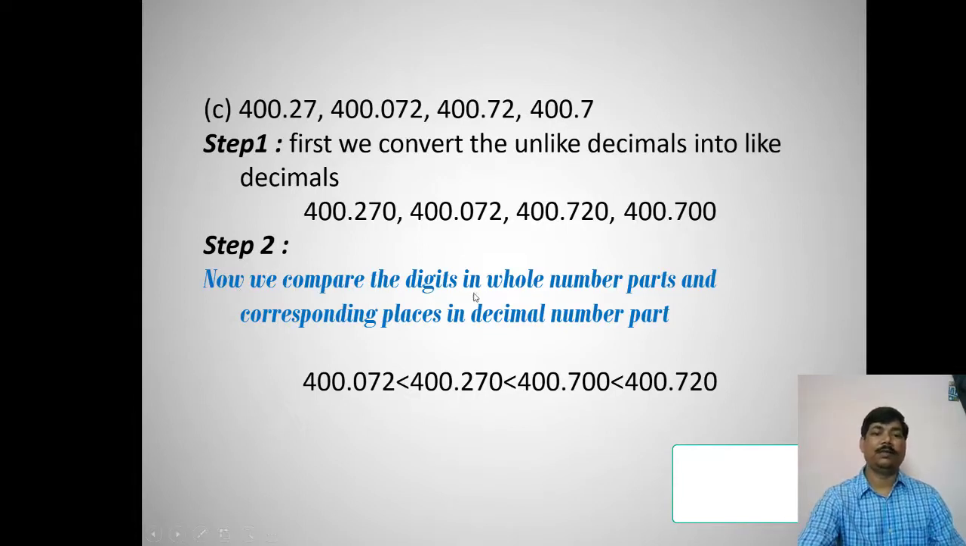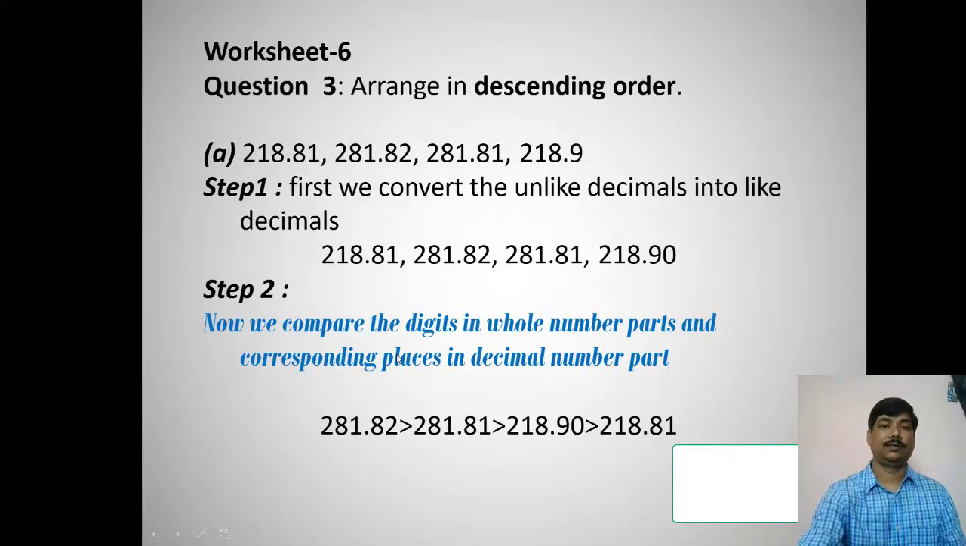Now we compare the digits in the whole number parts and the corresponding places in the decimal part and write the ascending order. You can also do it by another method, as I told you: ignore the decimal point. After ignoring the decimal, you will get all the numbers as whole numbers, and you can compare the whole numbers easily and write in ascending order. Another problem.